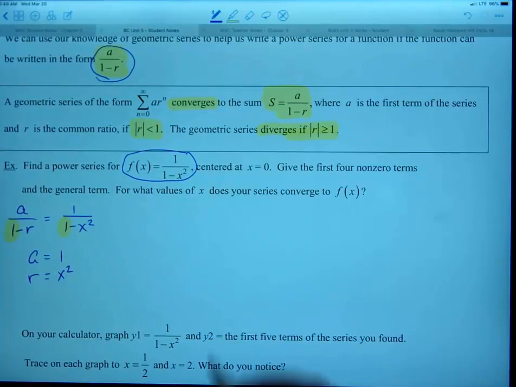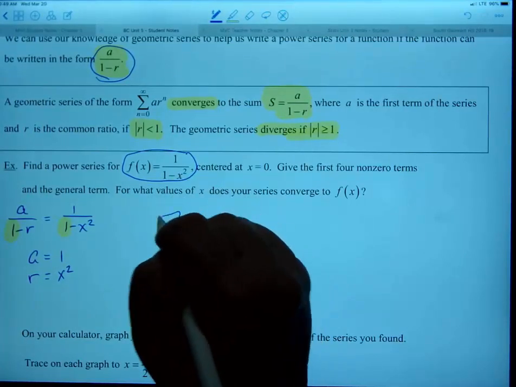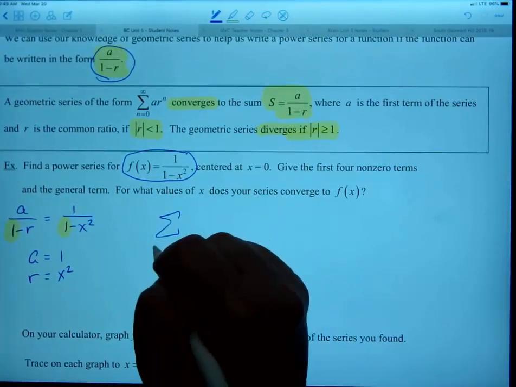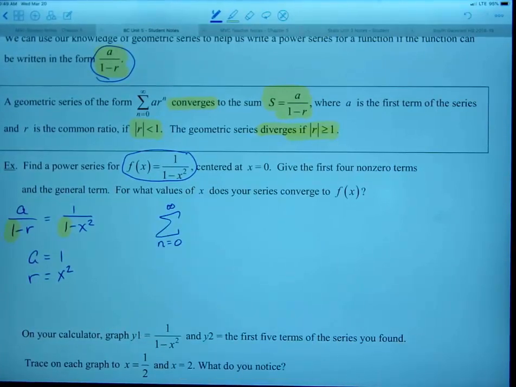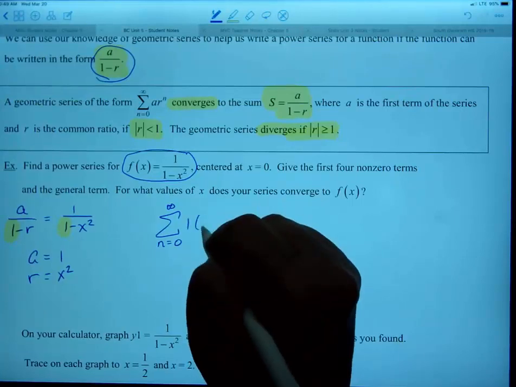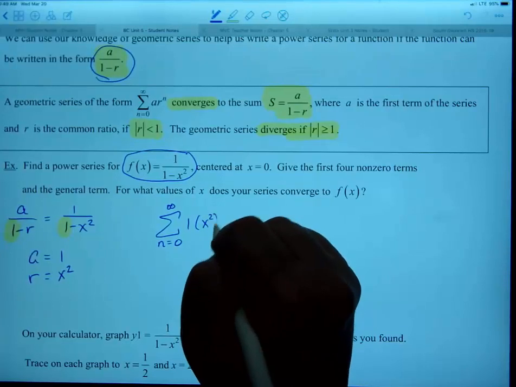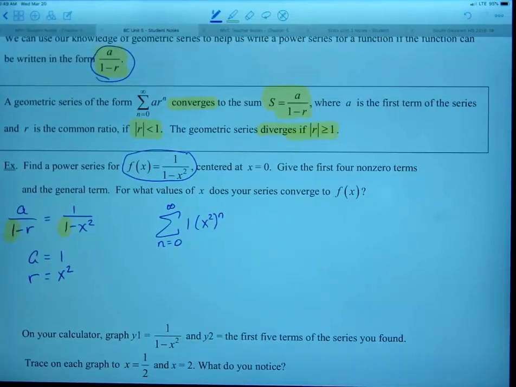Okay? So I can immediately write the series. N equals 0 to infinity. How do I write the series? Do it just like we did at the top of the page. 1 times x squared to the n. Done. I wrote the series that fast.